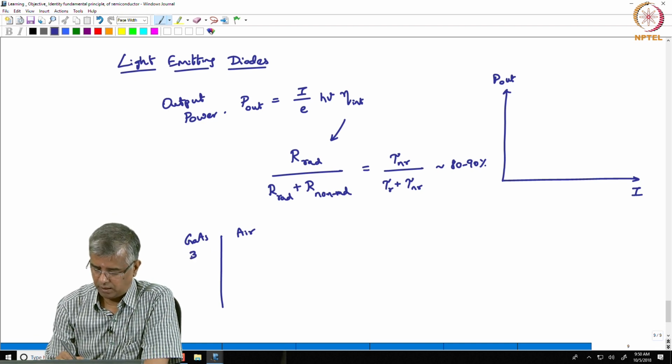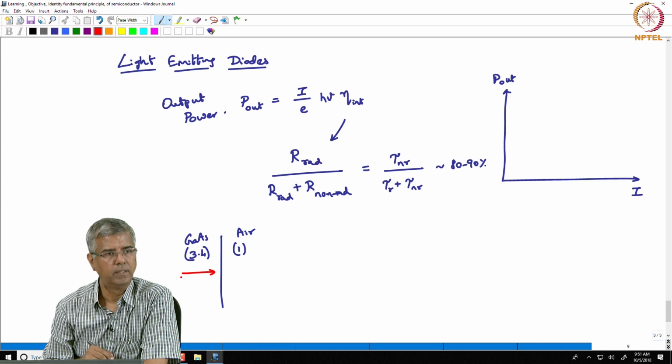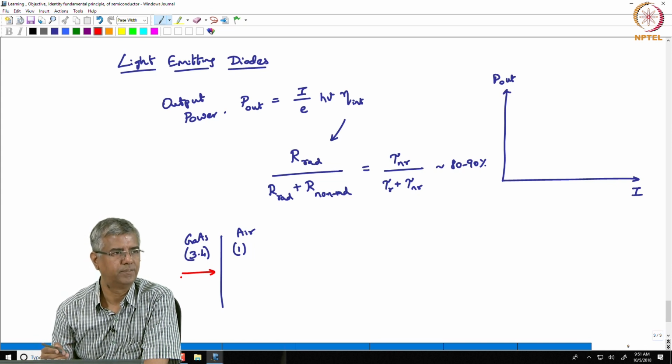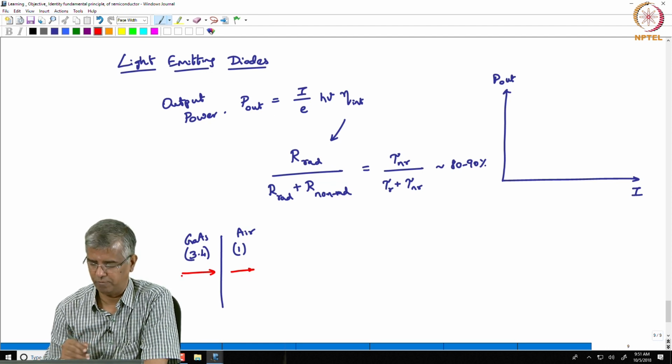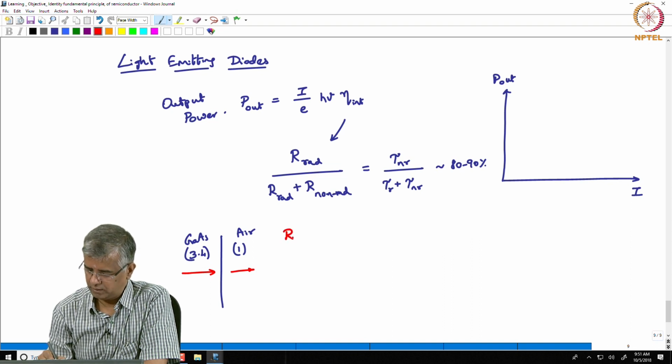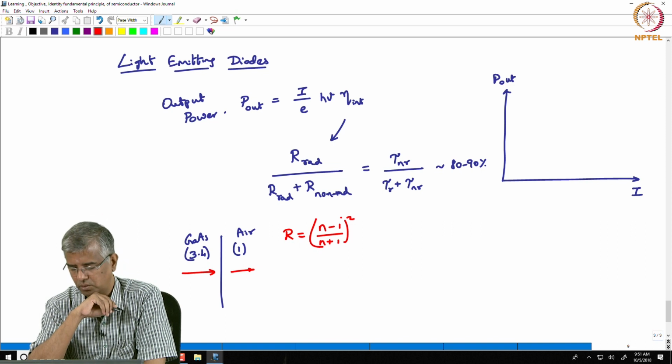Gallium arsenide has 3.4 refractive index, air has 1 refractive index. So, when light is incident on this, there is going to be reflection, right. Not all of that is going to go through. That reflectivity is going to be given by (n minus 1) divided by (n plus 1), the whole square.